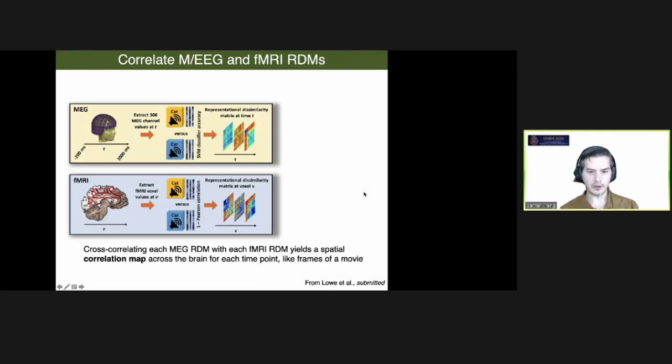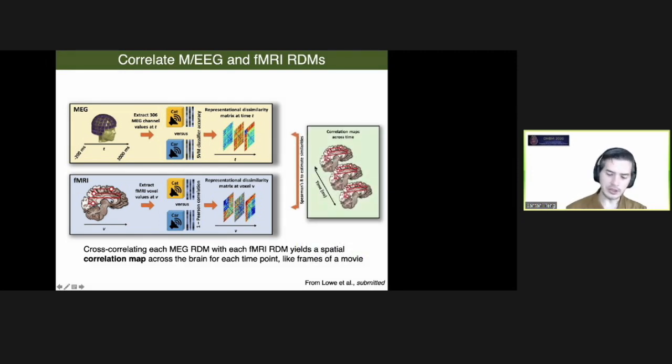So the fusion itself is very straightforward. You've converted everything into RDM space, similarity space, and by correlating the MEG whole brain RDM at each time point with all the RDMs across the fMRI volume, you generate a series of correlation maps. And in this visualization, they're like frames of a movie, and they show where and when the MEG and fMRI pattern responses are similar.